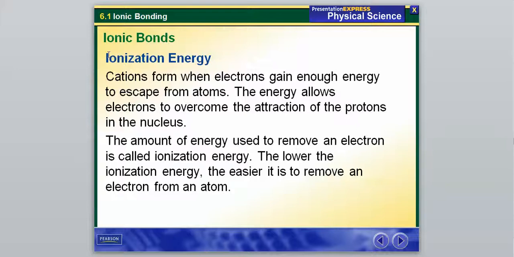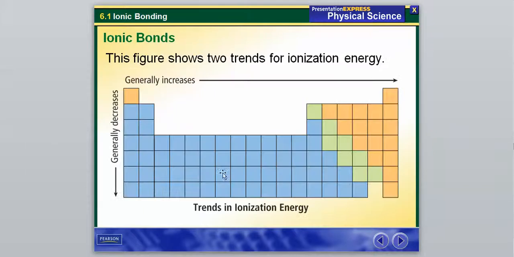What this means is that when cations form, electrons gain enough energy to escape from their atoms. The energy allows electrons to overcome the attraction of the protons in the nucleus. So the amount of energy used to remove an electron is called the ionization energy, and the lower the ionization energy, the easier it is to remove an electron from an atom. So ionization energy is basically going to determine how easy it is for an atom to give up an electron. And so if we look over here on the left, moving from left to right, it's going to increase.